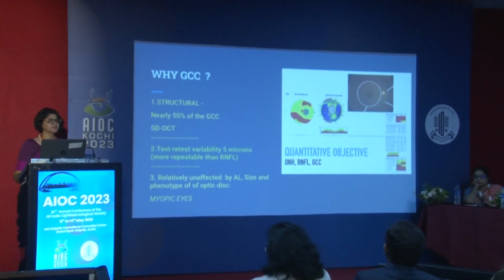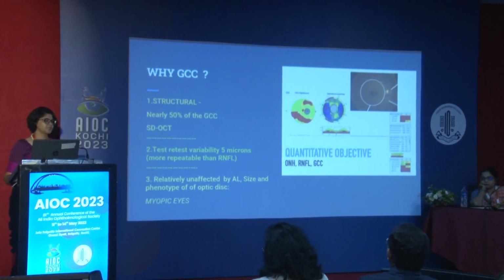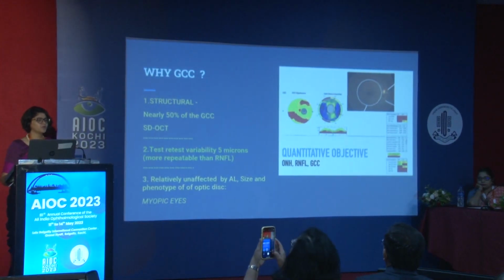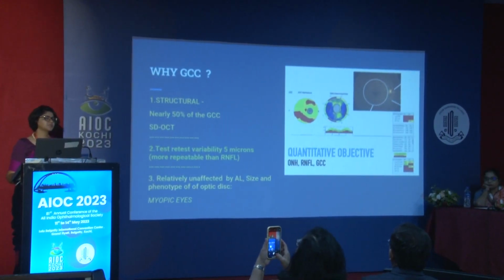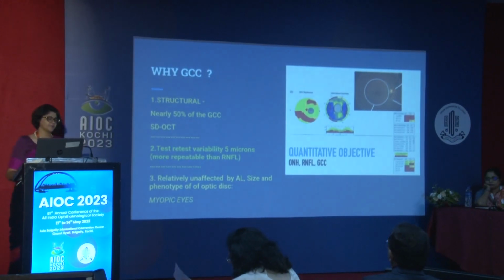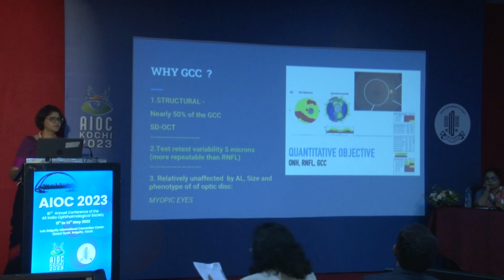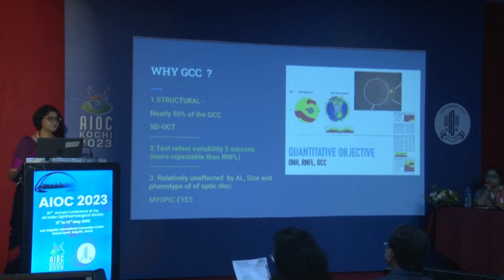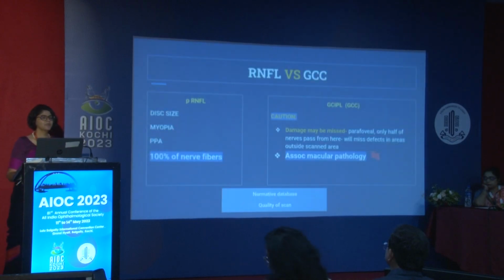And secondly, the retest variability is lesser. The variability at the RNFL is more than at the GCC. So the GCC is particularly useful also for detecting progression earlier. It is also relatively unaffected by structural factors at the disc, like the phenotype of the optic disc. It's less affected by the axial length, and so it's more useful in myopic eyes.